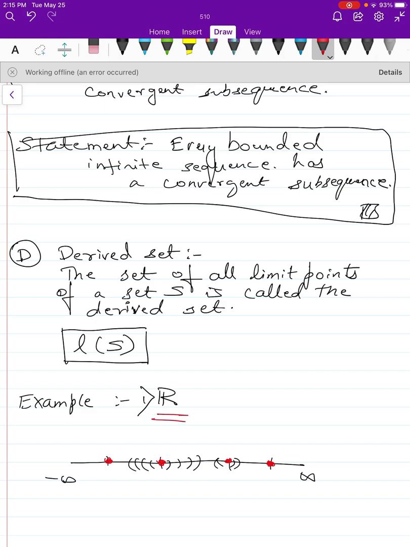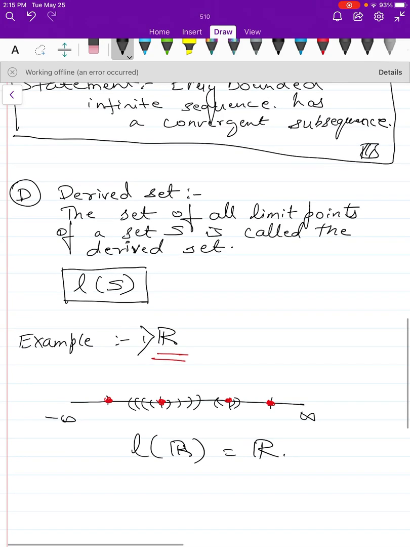So what is the set of all limit points of R? What is the derived set? L of R is R itself. So every real number is a limit point.